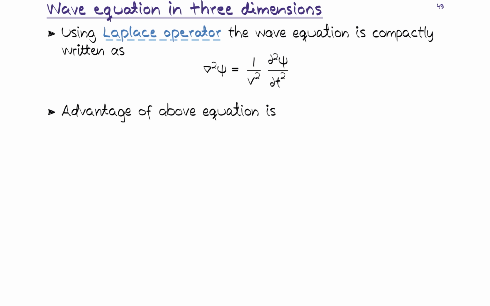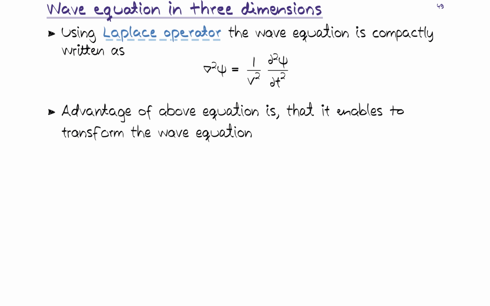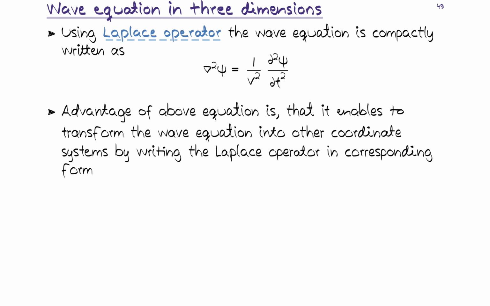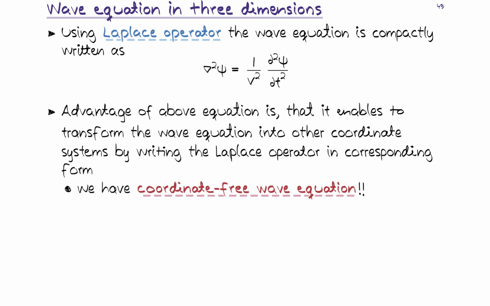The nice thing about this, of course, is that it's a more convenient, shorter notation, but the special advantage is that now our wave equation can be transformed into other coordinate systems easily by just writing this Laplace operator in the corresponding form in the different coordinate system. So in essence, what we get now is a coordinate-free representation of the wave equation. This is something that the original equation did not give us.